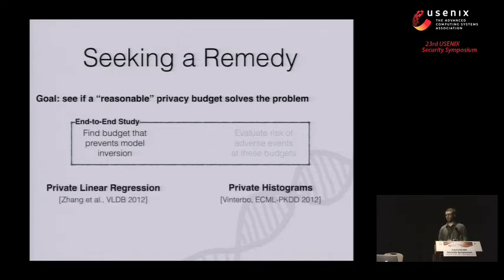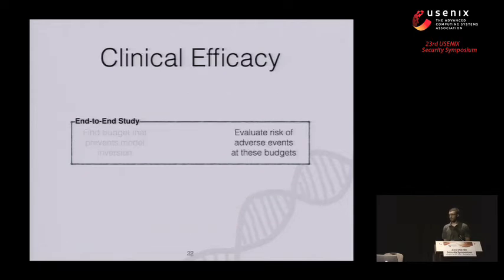To do the first part of this study, we looked at two differentially private mechanisms that at the time we did the work were the best in class for either private linear regression or private histograms. And we do the experiments just by replicating the methodology that we used when we looked at model inversion for the IWPC model and subbing in differentially private versions wherever we have to access the model. And I'll show you what the results for that look like in a minute. But first, I want to explain how we did the second part of this end-to-end study, evaluating how well these models actually work in a clinical setting.